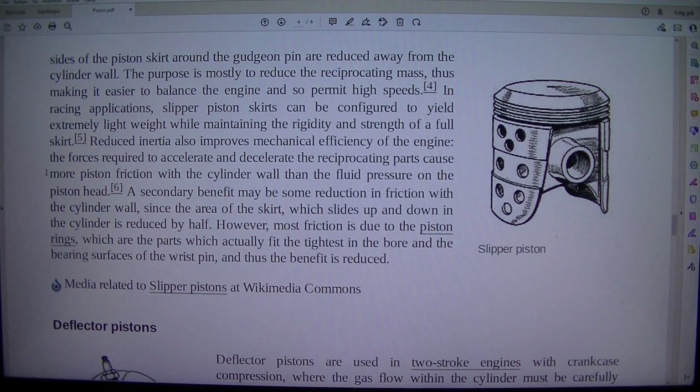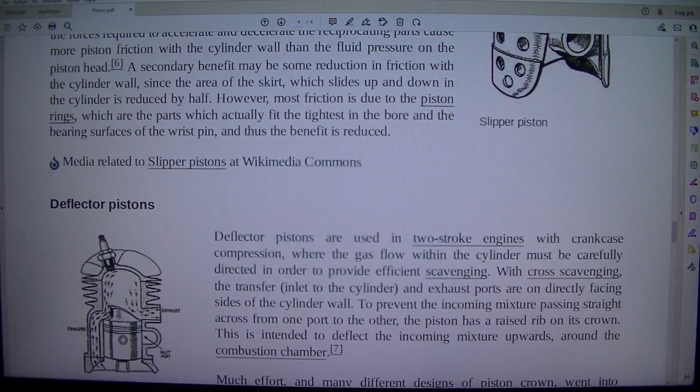However, most friction is due to the piston rings, which are the parts which actually fit the tightest in the bore, and the bearing surfaces of the wrist pin, and thus the benefit is reduced. Media related to slipper pistons at Wikimedia Commons.